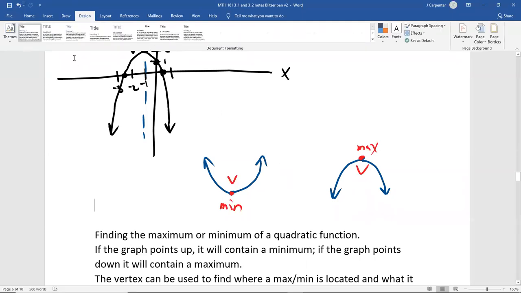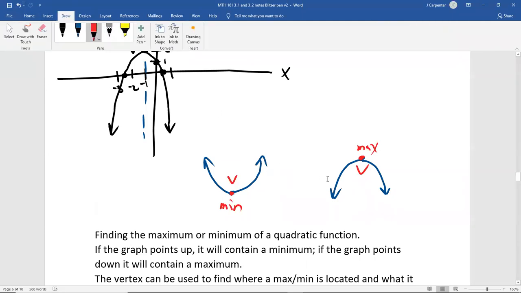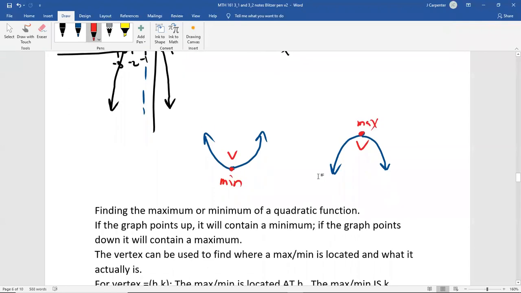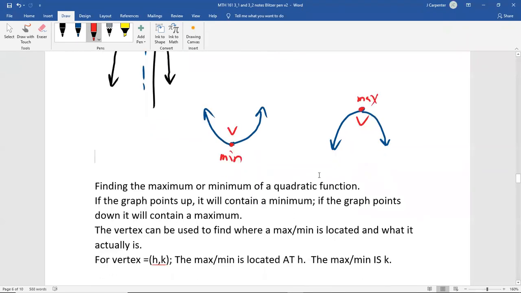These are so ridiculously easy to understand if you paint a picture. Without the picture, if you're just trying to memorize things more arbitrarily, then people get them messed up all the time. So when we want to find the max or the min, all you got to do is find the vertex and know whether it points up or down. Boom, you're done.